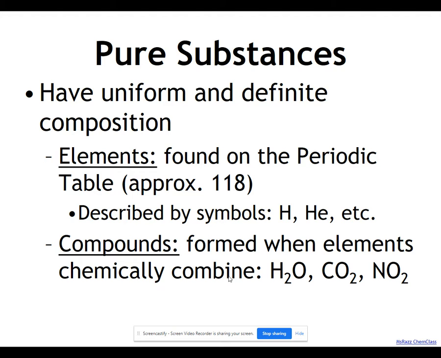Then you have compounds. These are formed when elements chemically combine. So this is when two or more of those elements on the periodic table get together. It doesn't matter what the numbers are, if they're in the front and the back, but anything like this, we have H2O, which is water, CO2, which is carbon dioxide, and then you have NO2. It could be something as big as C6H12O6. That's all C, H, and O are on the periodic table, so they're compounds.